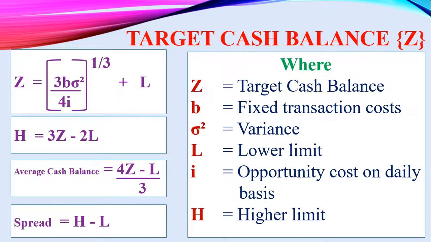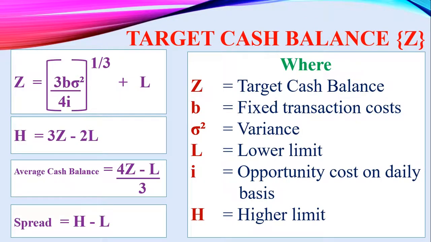Then we have I here, which represents the opportunity cost on a daily basis, which is normally given in percentage. And please note, on a daily basis. That is very important. Then we have the H here, which represents the higher limit. That is the maximum you can hold, that if you go to that particular amount, you need to buy some marketable securities to take you back to Z.